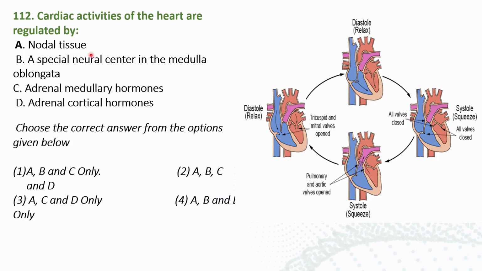Okay, so here they have given some of the regulatory things that will regulate the cardiac activities of the heart. First one is nodal tissues, like you can also say the pacemakers, and second one is a special neural center in the medulla oblongata, and adrenal medullary hormones and adrenal cortical hormones. So in these four options you have to say which ones are responsible for the regulation actually.